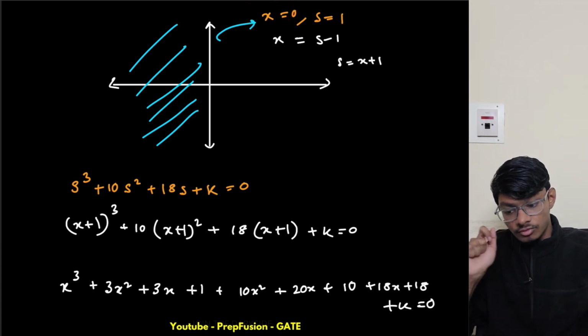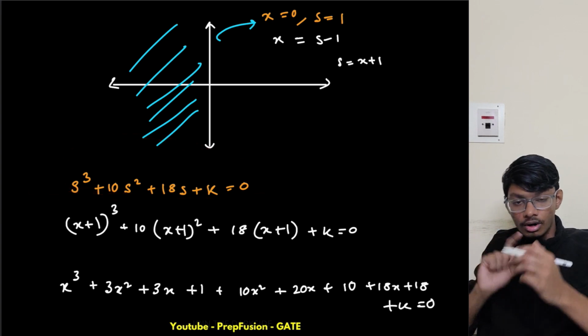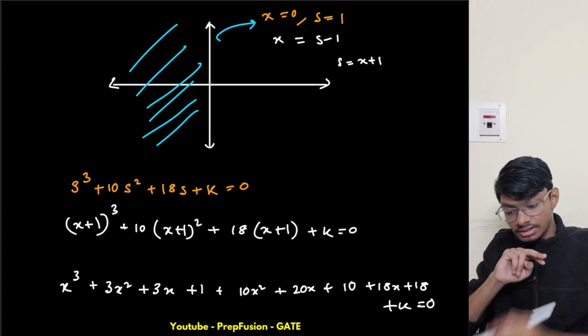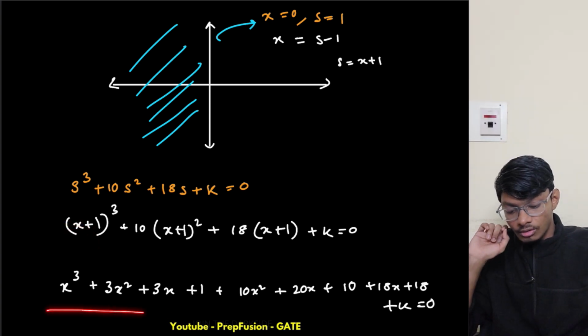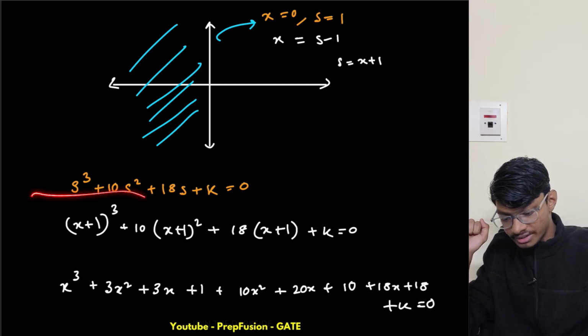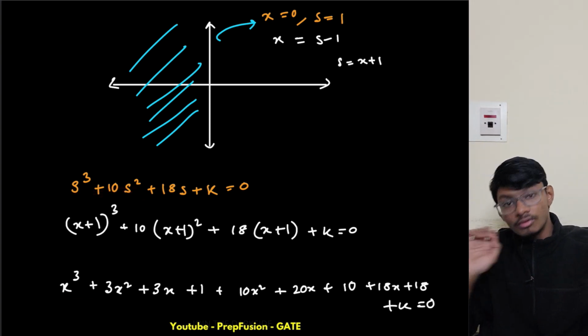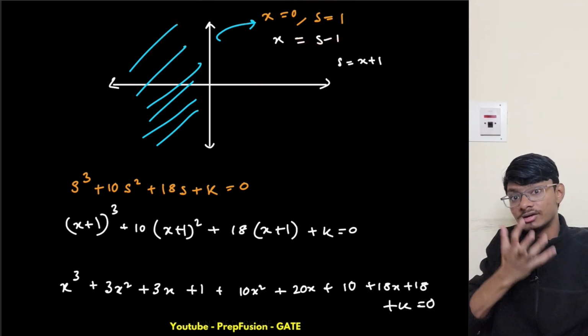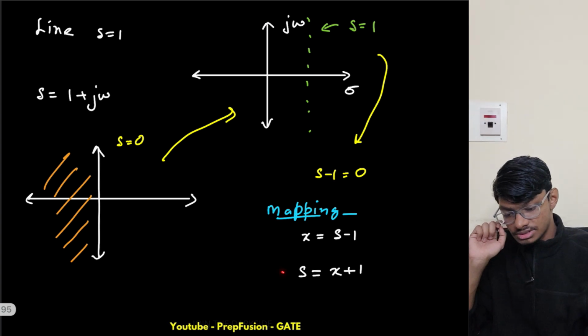So what I have to do, I have to make this equation in terms of x instead of s. That's how I will find my roots on the left hand side of x equals to 0, not s equals to 0. So I have to replace this one with x, but what I know internally is that my x equals to 0 is basically s equals to 1. That I know internally, right? That's what I changed here.